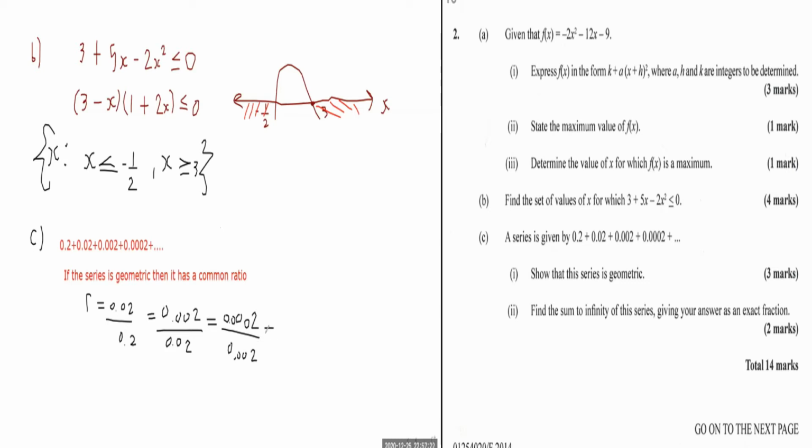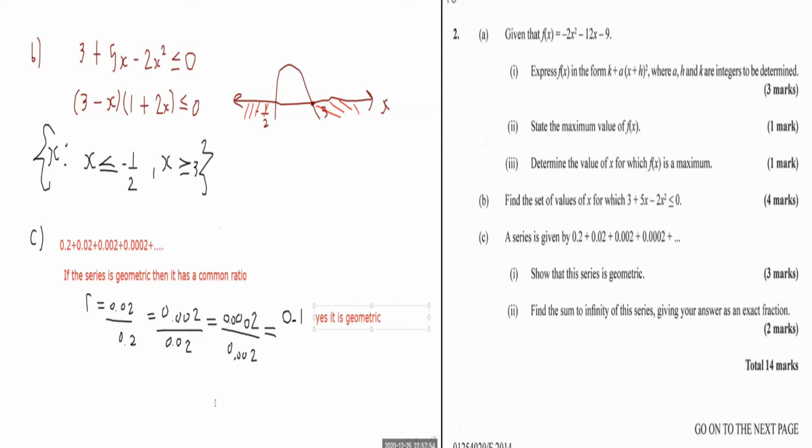All right, so let's work these out then. So we have 0.02 divided by 0.2. I'm getting 0.1 in all cases. So yes, it has a common ratio of 0.1. So indeed, it is geometric. So we can conclude, yes, it is geometric.